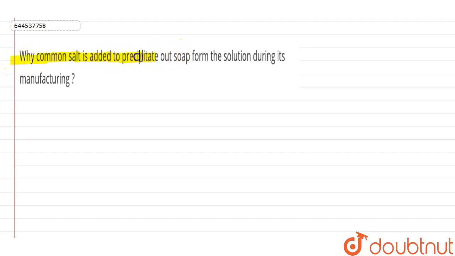Here the question given is: why is common salt added to precipitate soap out of solution during its manufacturing?